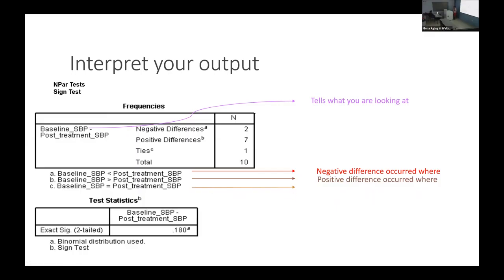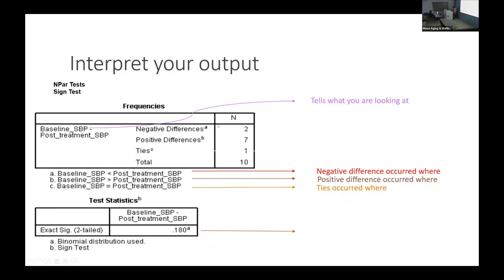And then C, so C is right here. C means that ties occurred here. So basically we have one tie, just one. Good.